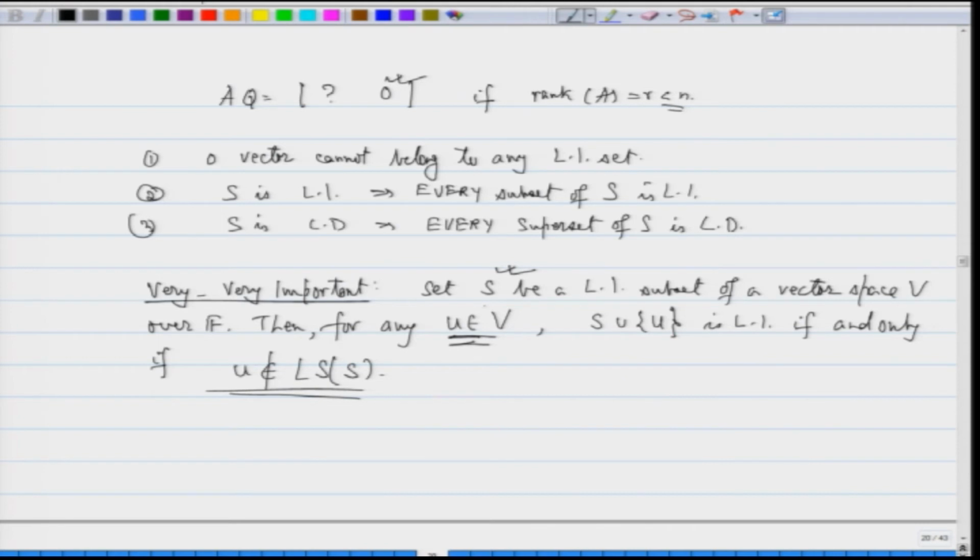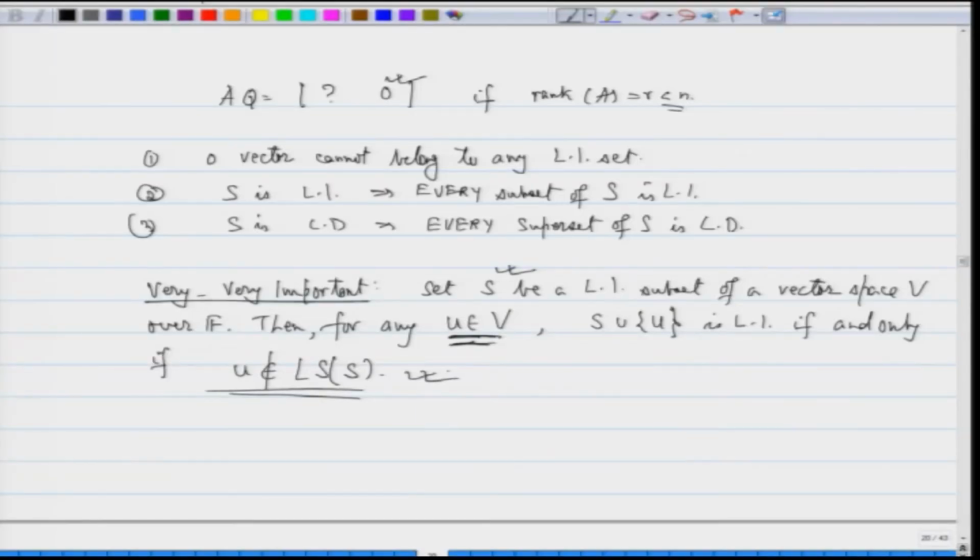So, what I am saying is that let S be a linearly independent subset of a vector space V over F. Then for any u, u could be in S, u could be in the linear span of S, it could be anywhere. Then we are saying that S union u is linearly independent if and only if u does not belong to the linear span. So, what we are trying to do is that I have a linearly independent set, I want to increase the size of the linearly independent set. I am adding extra vectors, I am trying to see whether the new set I am getting is linearly independent or not.